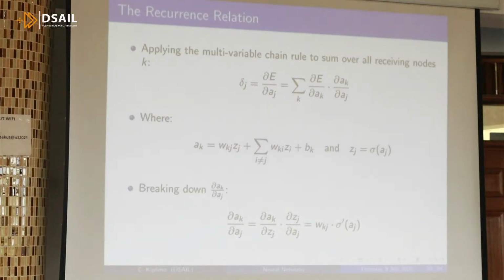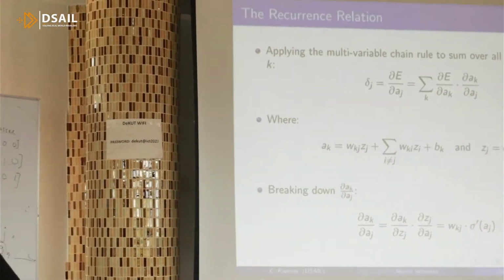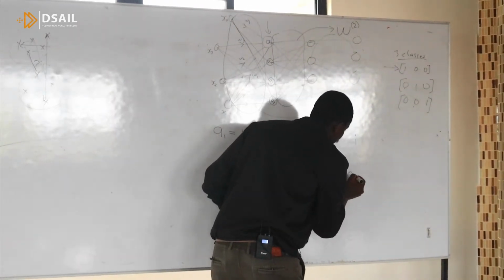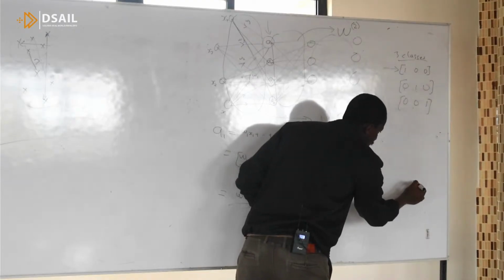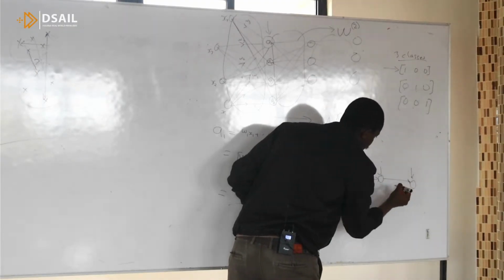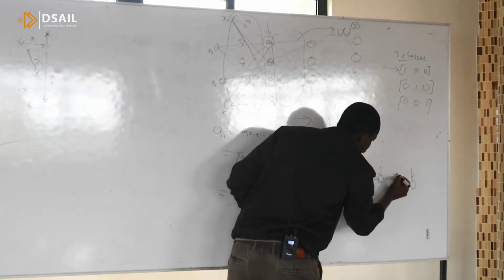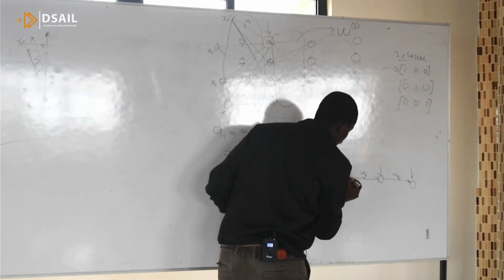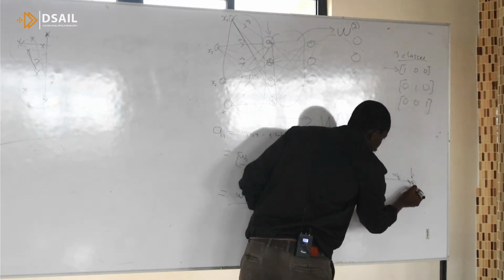I'm wondering how to summarize this. If you look at this chain rule multiplication here, let me add one more: node I, node J, and node K. This is W_JI, and this is W_KJ. And A_I, A_J, A_K.